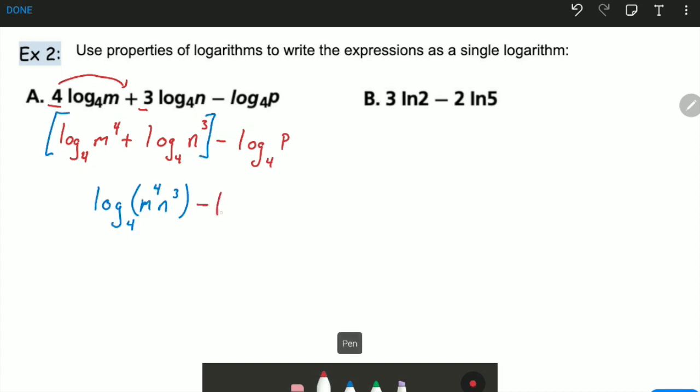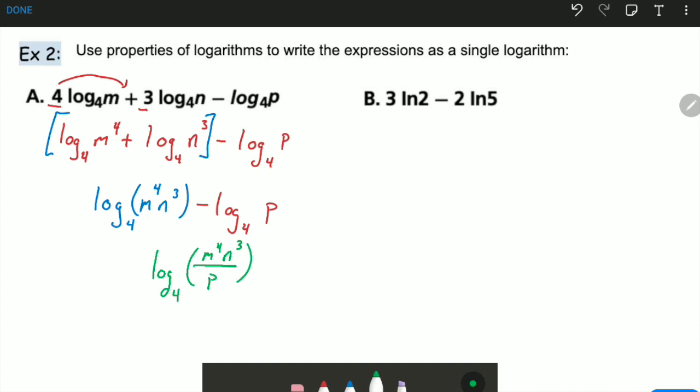We still have the minus log base 4 of p. Now log base 4 of p is connected to the other logarithm by subtraction, which means if we want to write it as a single logarithm, the insides will be connected by division. So we'll have m to the power of 4 times n to the power of 3 over p, and there we go.